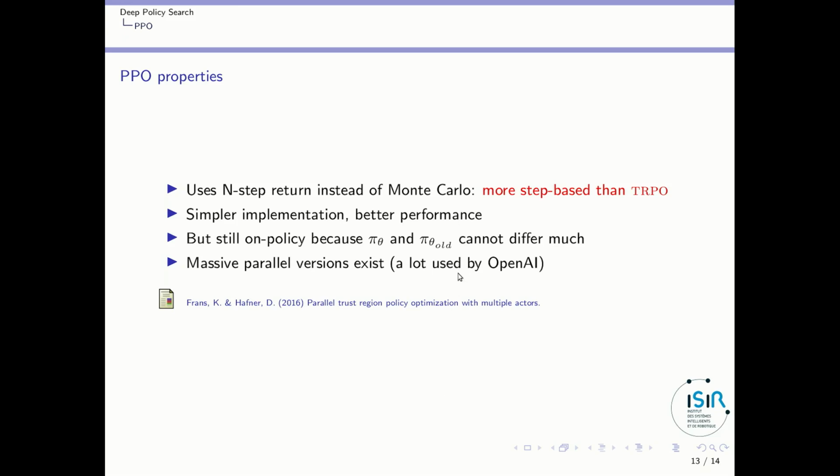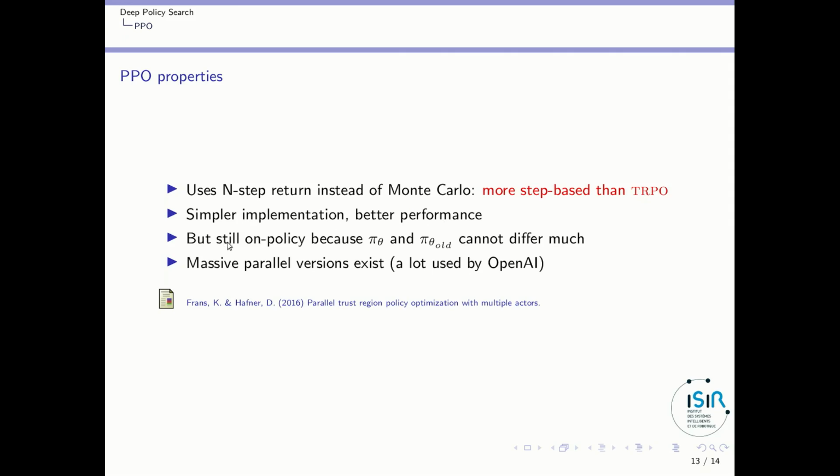In particular, it's a lot used by OpenAI in their big demonstrations of robotics playing with the Rubik's cube or this kind of thing. Then they use many PPO actors in parallel. And a few points about PPO: it uses an n-step return instead of Monte Carlo, so it's closer to step-based, and it can become more sample efficient than TRPO. And the implementation is much simpler, so it's easy to write a PPO code, but you will find many on the internet. And it performs a little better.